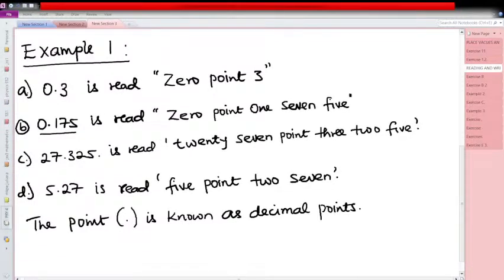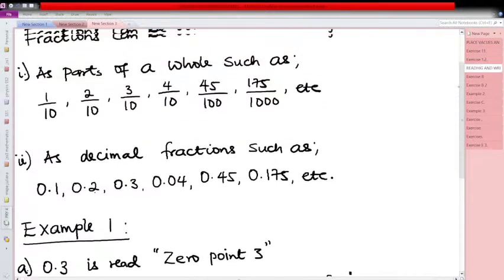C, you can read with me. This is read as 27.325. And in D, this is read as 5.27. So I said the point is known as the decimal point. Right, I hope you are with me.